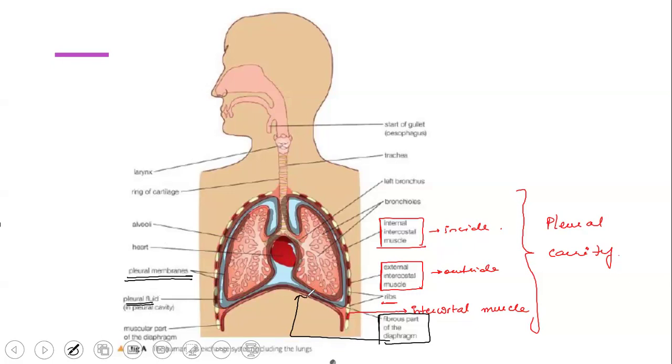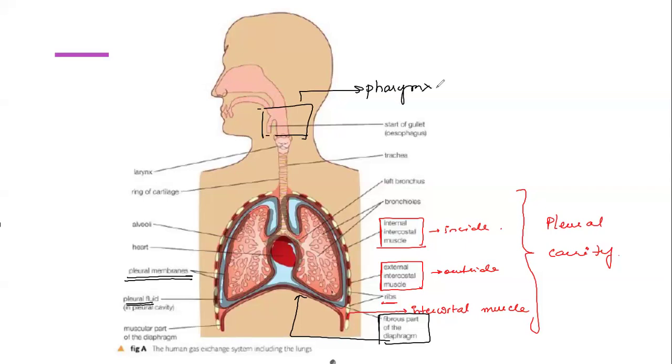Now, what actually happens inside the cavity? If we go back to taking a look at the nose, this is our nasal cavity and this is the oral cavity. You can see that both the oral cavity and the nasal cavity are technically connected to each other, right? This area where the nasal cavity and the oral cavity are connected is known as your pharynx.